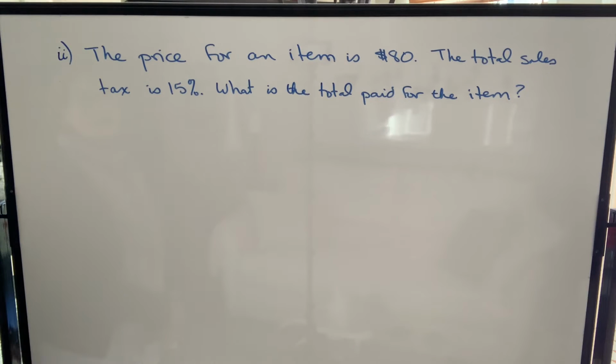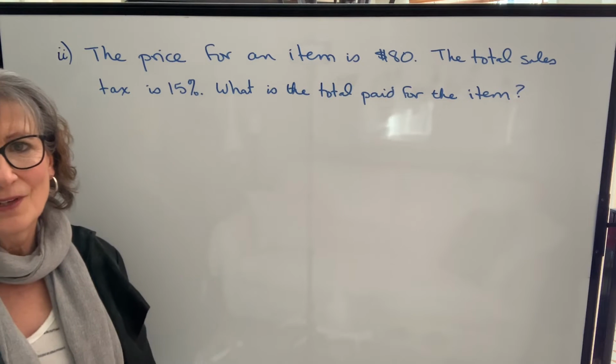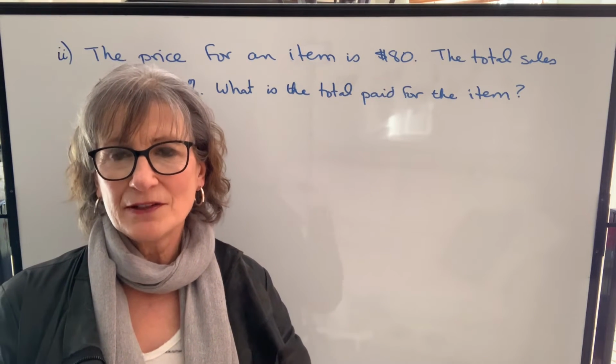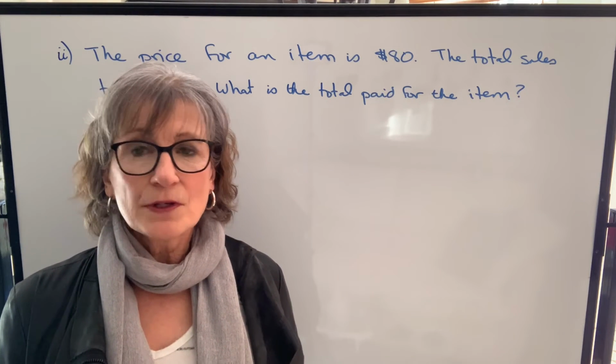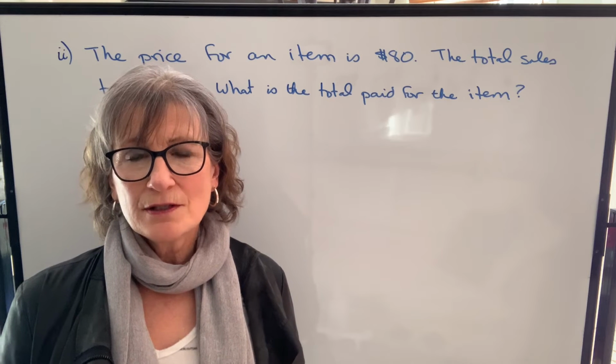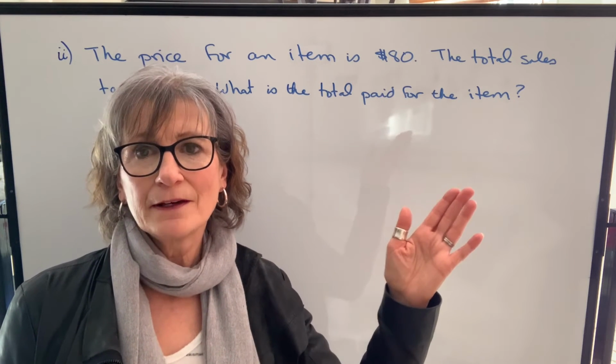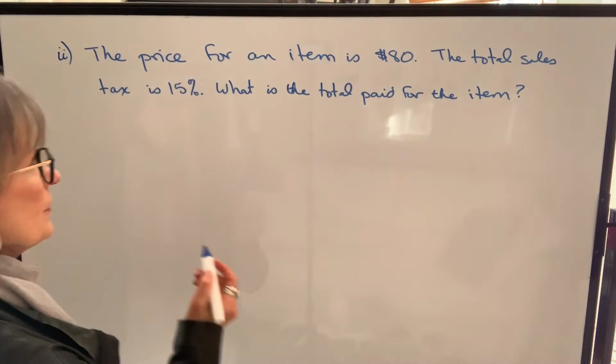The next question states the price for an item is $80 and the total sales tax is 15%. What is the total paid for the item? So we're not just paying $80 for that item, we also have to pay the taxes on it. So again, there's two ways we can approach this. We could find 15% of our $80 and then add it. So let's do it that way first.